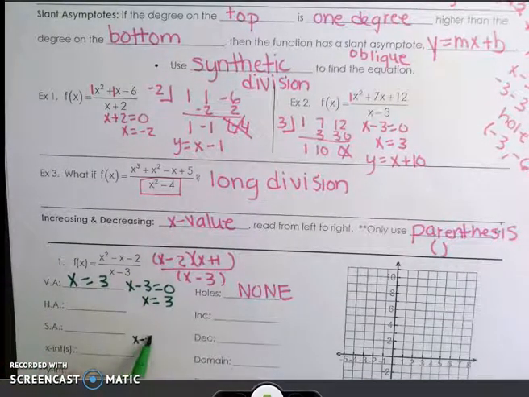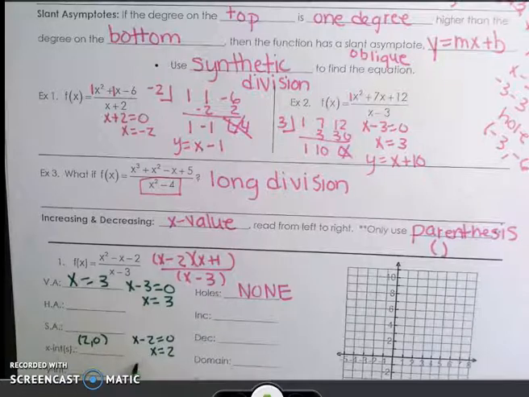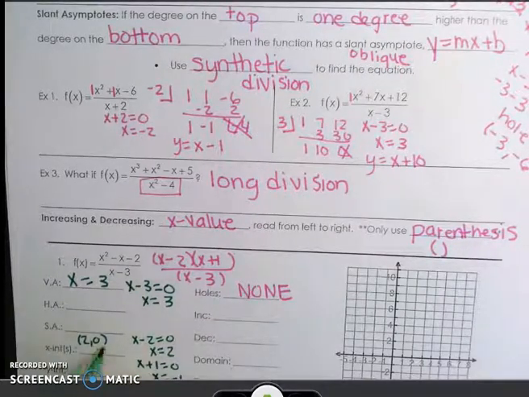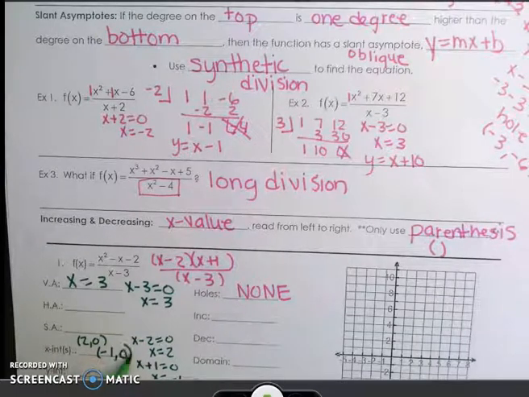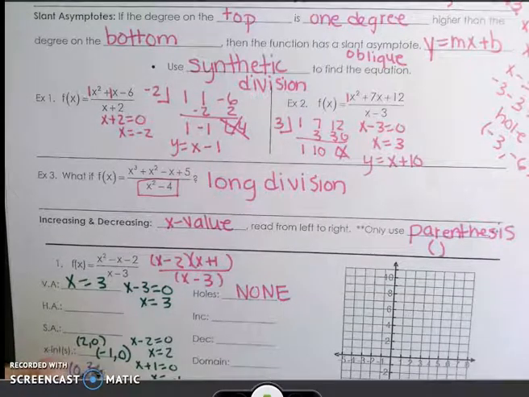Then they tell you to find the x-intercept by setting the numerators equal to 0. So x minus 2 equals 0. Solve that. It means x is 2, so your point is (2, 0). Then x plus 1 equals 0. Solve that. You get negative 1, so (-1, 0). Remember, with your y-intercepts, you want to do the constant over the constant. So we're going to do negative 2 over negative 3. A negative and a negative make a positive, so I have 2/3 for that.